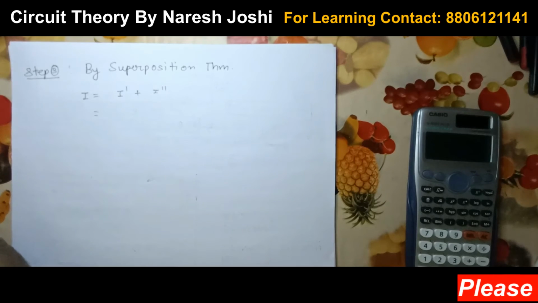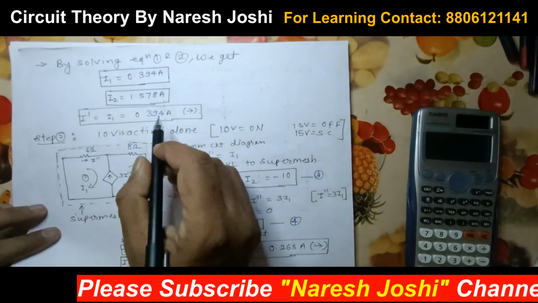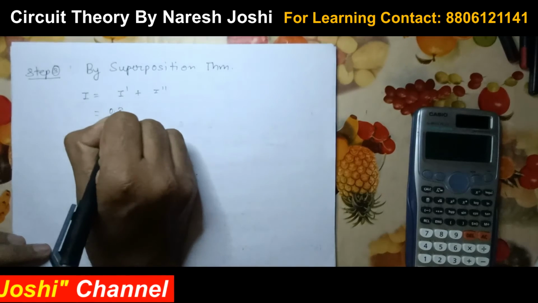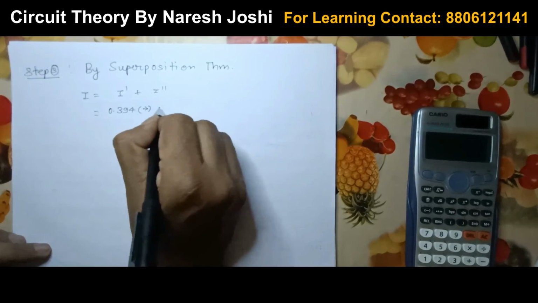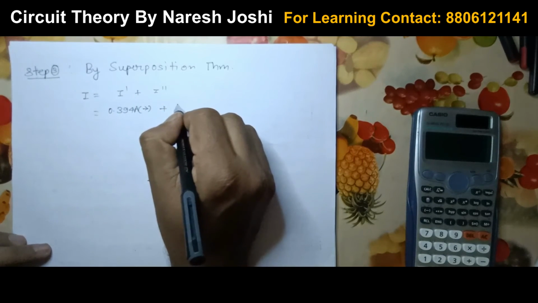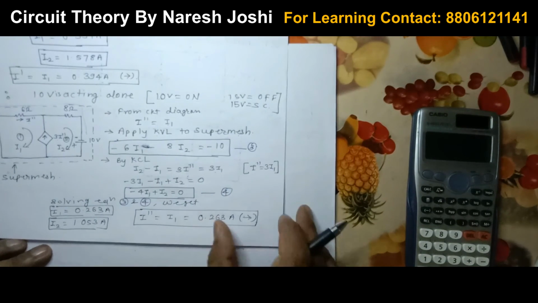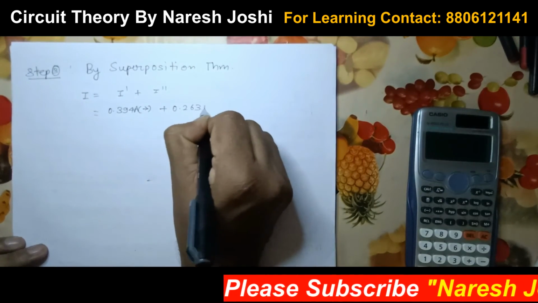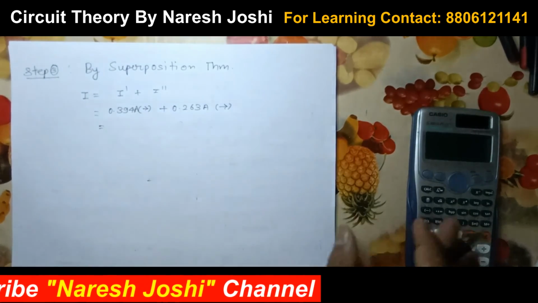Here I will write 0.394 ampere, also I will write the direction, then plus I double dash, which is 0.263 ampere, and direction same. So you can see both have the same direction, so we can add them.